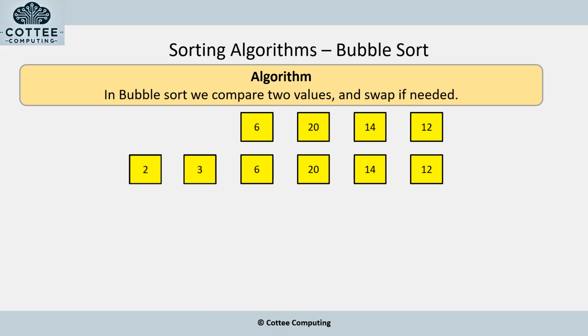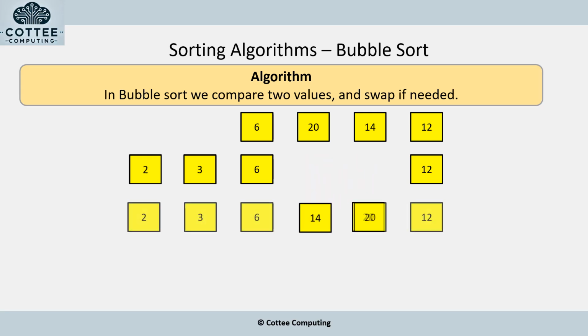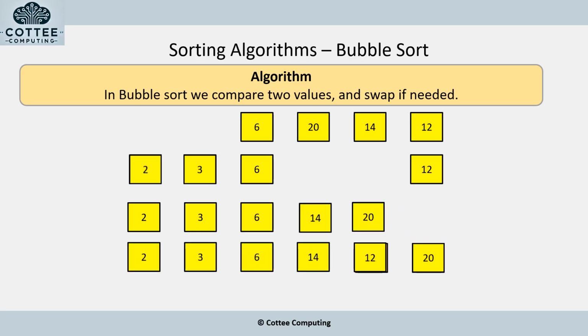Well, 6 and 20 actually means nothing to us. So 6 and 20 mean that we don't have to swap. So we look at 20 and 14 this time, we do have to swap. So 20 and 14 we swap over. And again, we write all the other values around them. Then we look at 20 and 12. Well, yeah, we're going to have to swap those. So we swap those around as well, and we write everything else down.